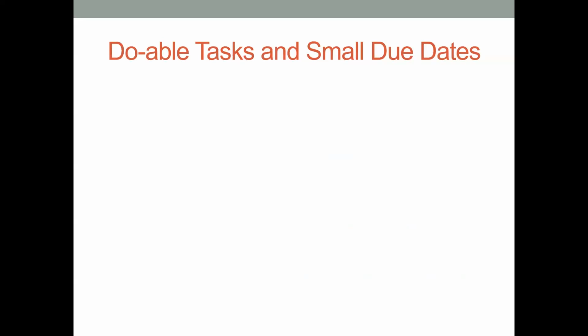Doable tasks and small due dates. This is the key to really good time management and success in school. You will break large projects and big tests into small, bite-sized, doable tasks. You will record all these small due dates on your monthly calendar.